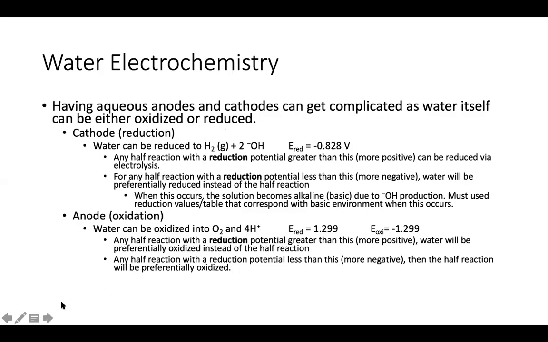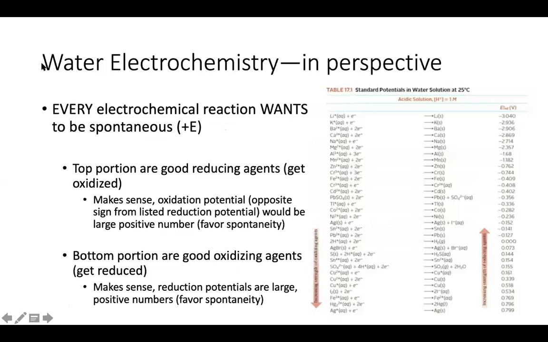Let's break this down. What I want to emphasize is that every single electrochemical reaction wants to be spontaneous. That's its preference. If it's not spontaneous, it needs an input of energy to help it be spontaneous. Remember that in electrochemistry, a spontaneous reaction has a positive cell potential, or a positive E value. And here's a general standard potential table that you would see.